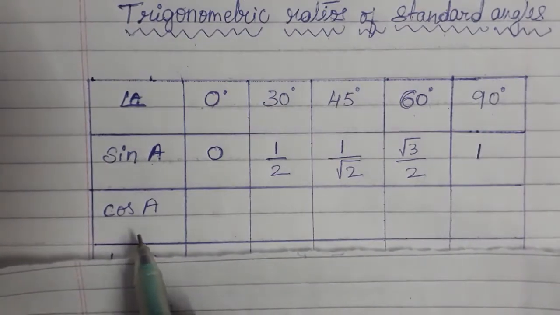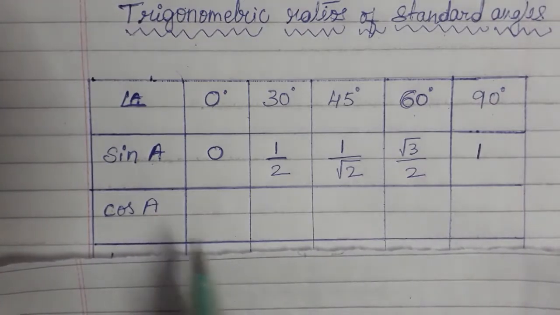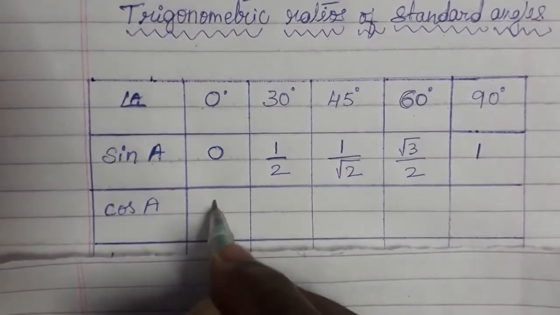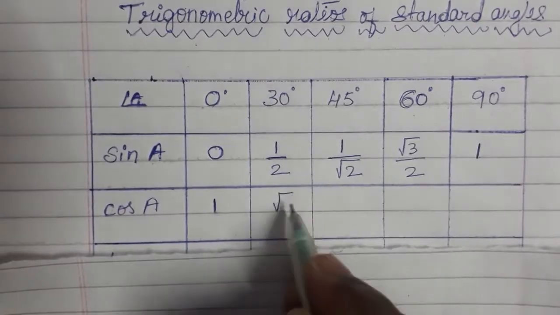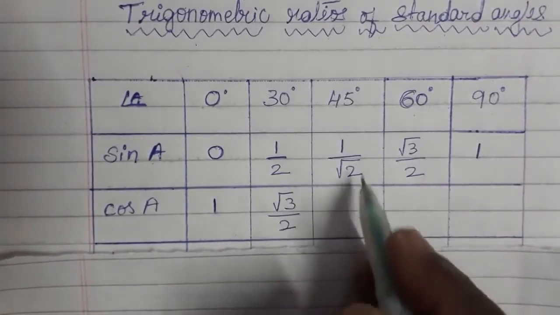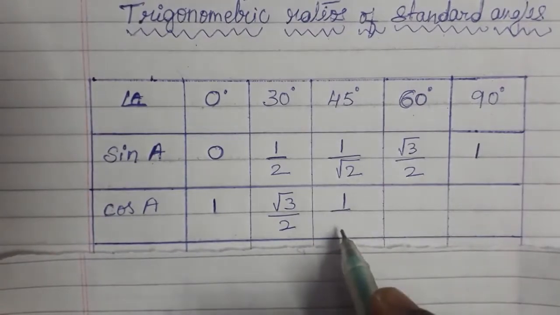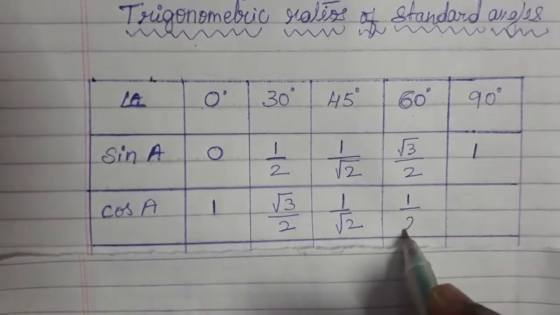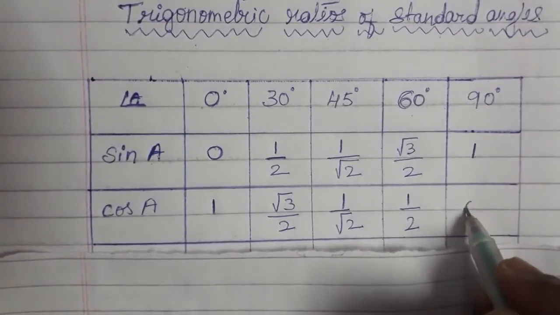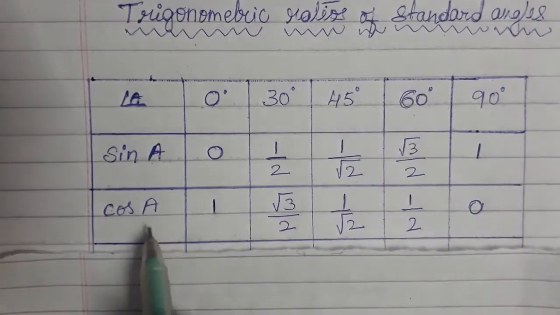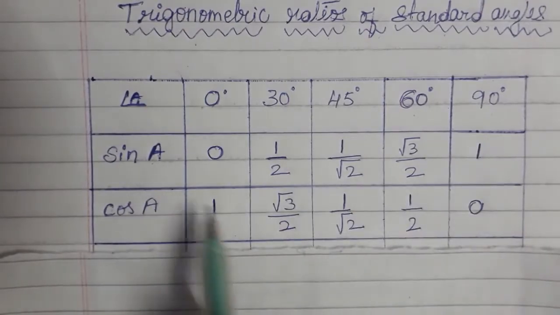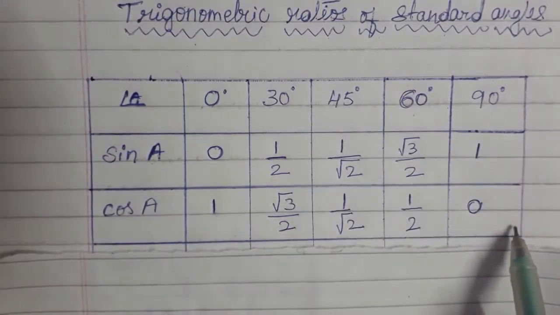Now if you want to write the values of cos A, write the values of sin A in reverse order. This 1 here, this root 3 by 2 is for 30 degree. 1 by root 2 will remain the same. 1 by 2 is for 60 degree. 0 for 90 degree. So these are the values of cos A. If you remember sin A values, if you reverse and write it, it will become cos A values.